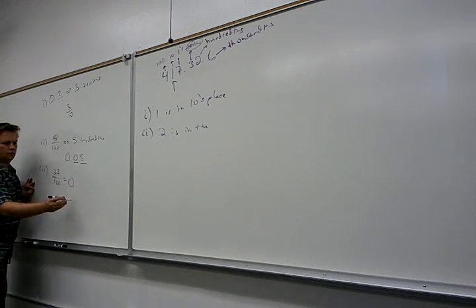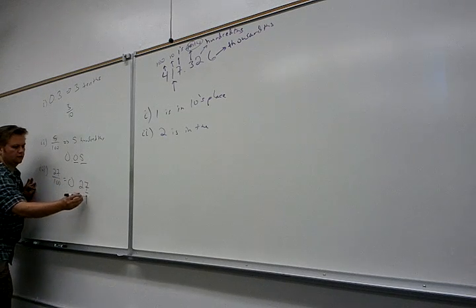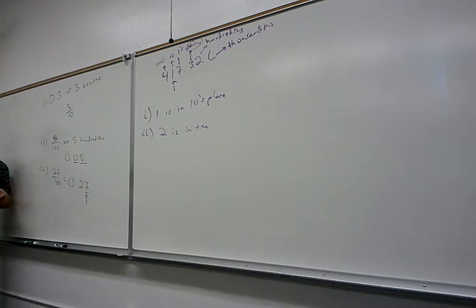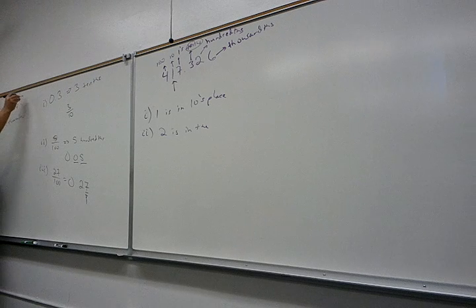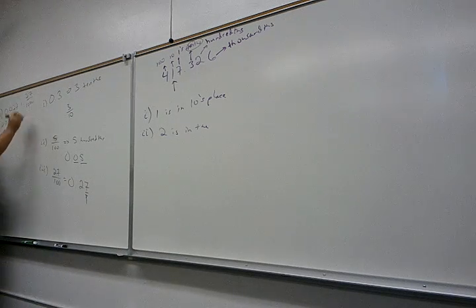0.27. Yeah, good. The last number in that is in the hundredths place. All right, so that's how I write 27 hundredths. If I wrote this, what would this here be? What place is that in? Thousandths. Good. This is 27 thousandths, otherwise known as 27 out of 1,000.